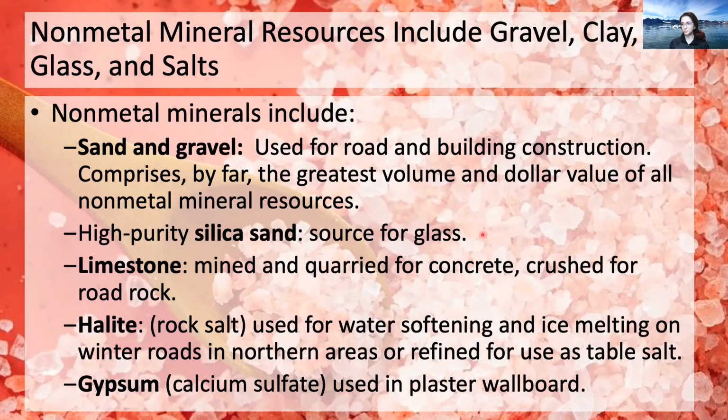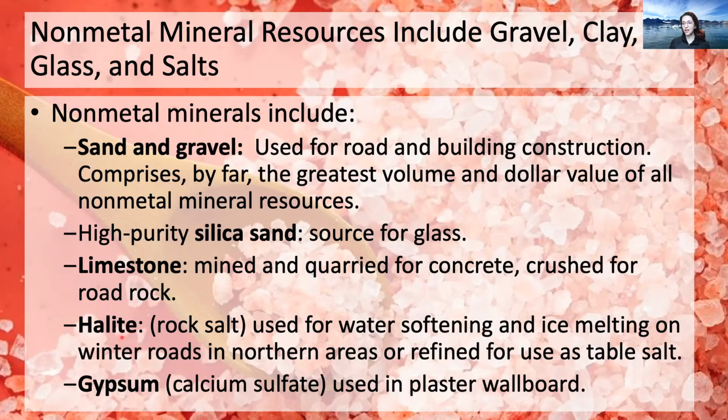Limestone, which we have a whole lot of here in our part of the country, is mined and quarried for concrete, and it's also crushed for road rock. Halite, or rock salt, sodium chloride, is used for water softening and ice melting on winter roads in northern areas of the United States, or it could be refined and we could use it as table salt, as we do.